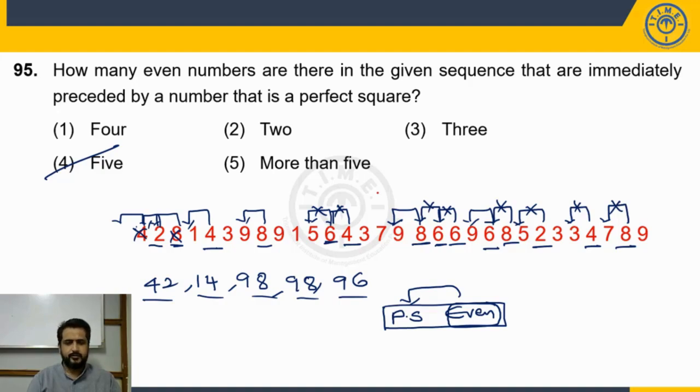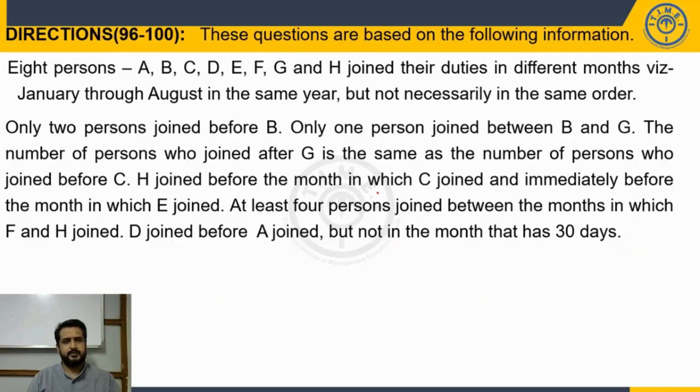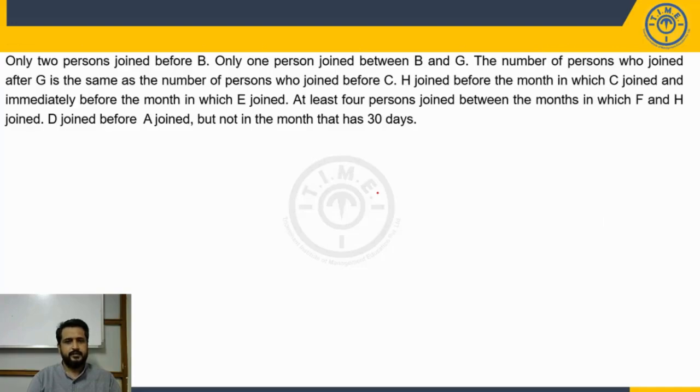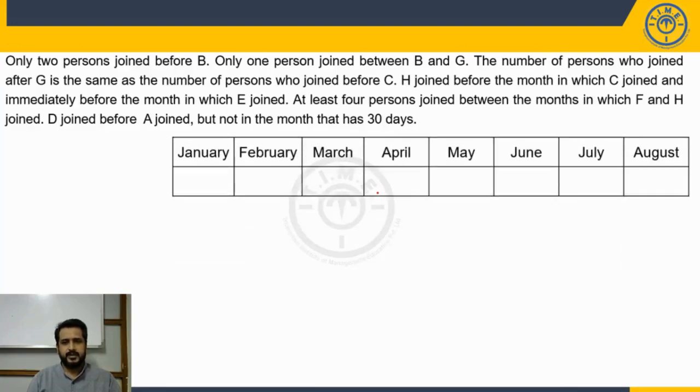Next, let's move to the last set, scheduling based. There are 8 persons and they are performing their duties in different months, January through August in the same year, but not necessarily in the same order. Here is the information and here is the base structure. January has 31 days, February 28 or 29, March 31, April 30, May 31, June 30, July 31, August 31.